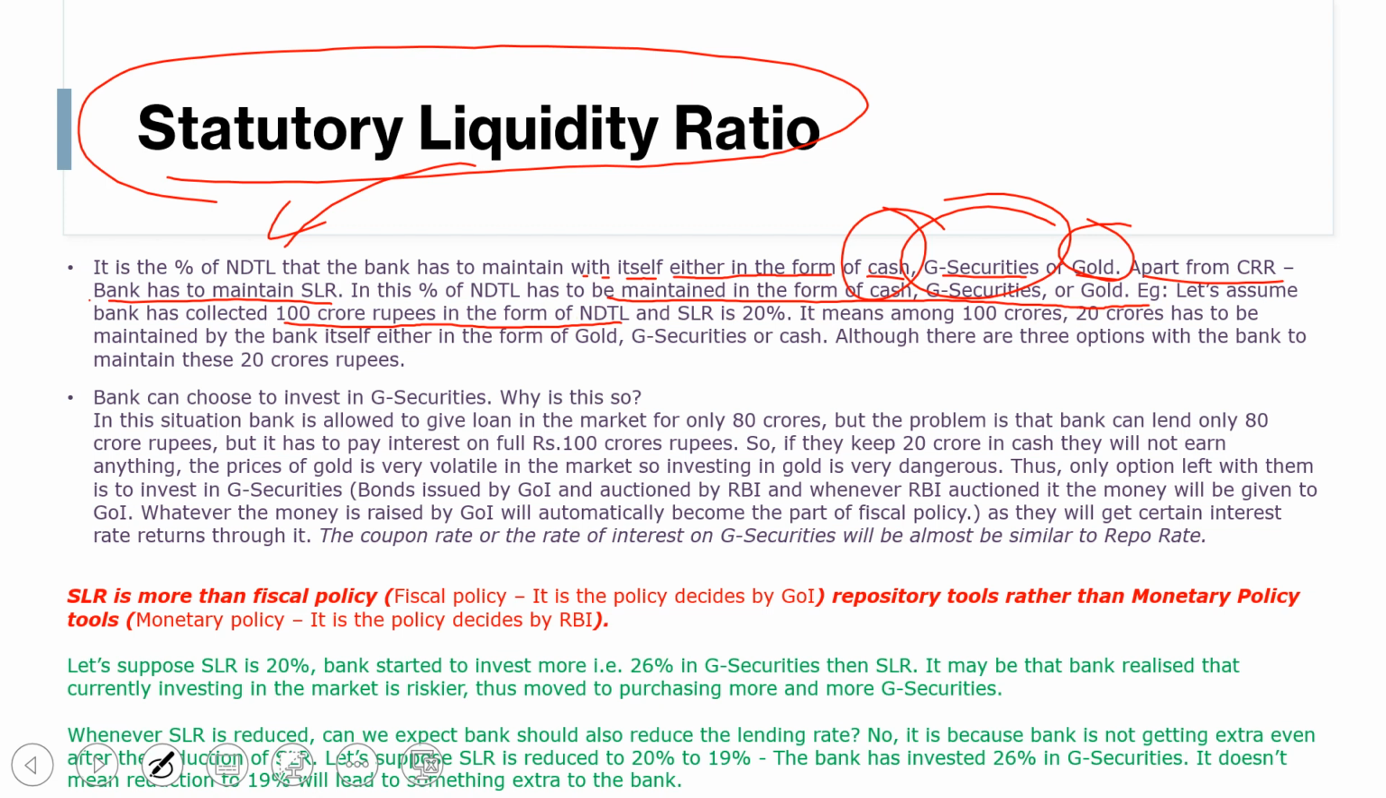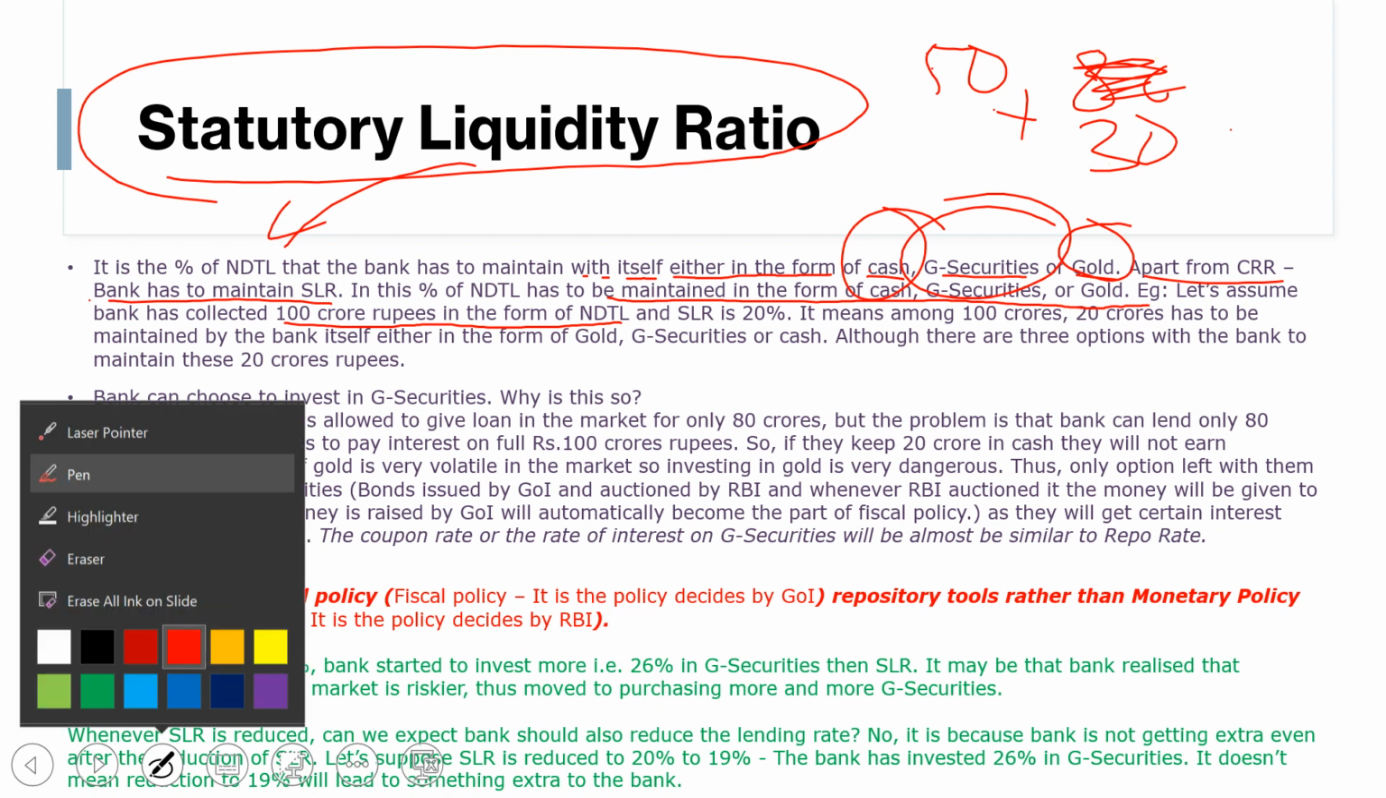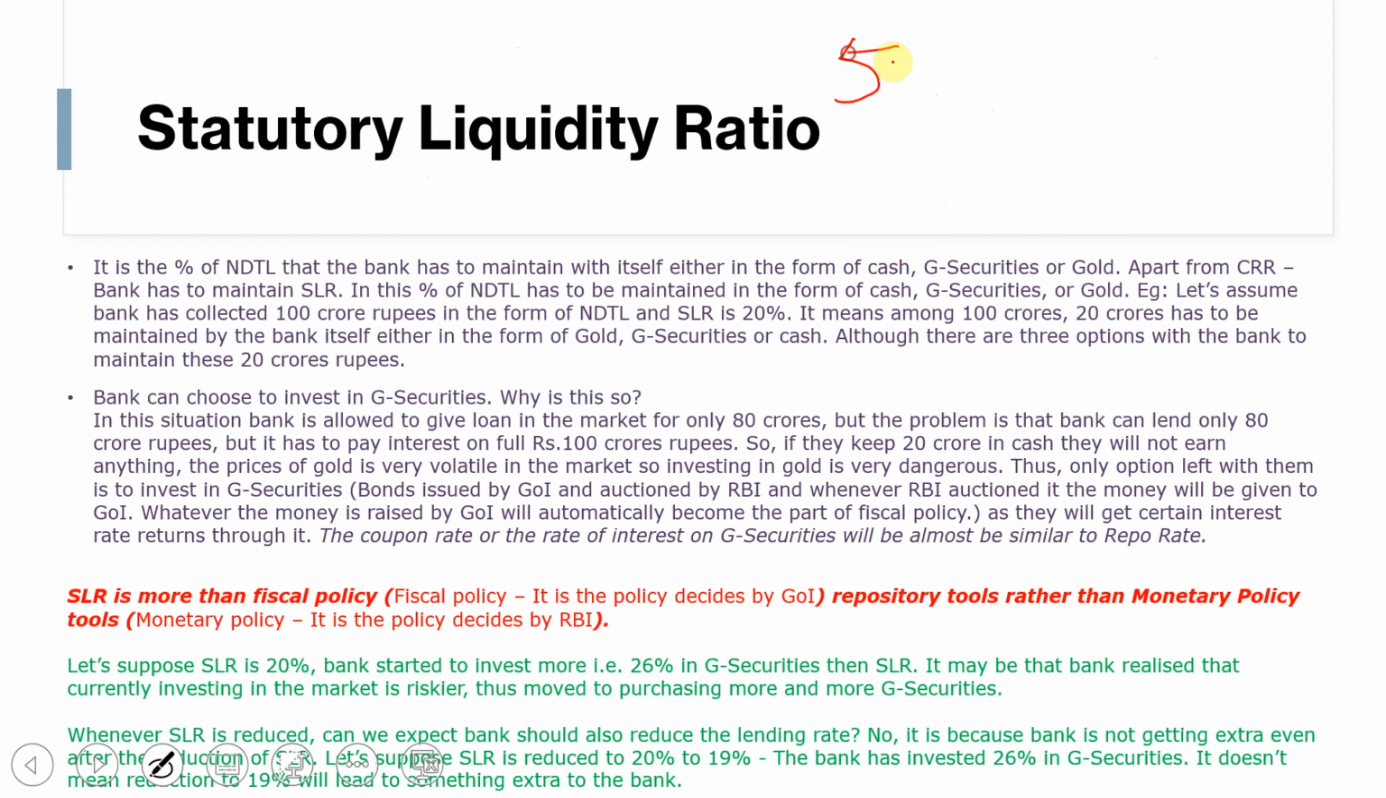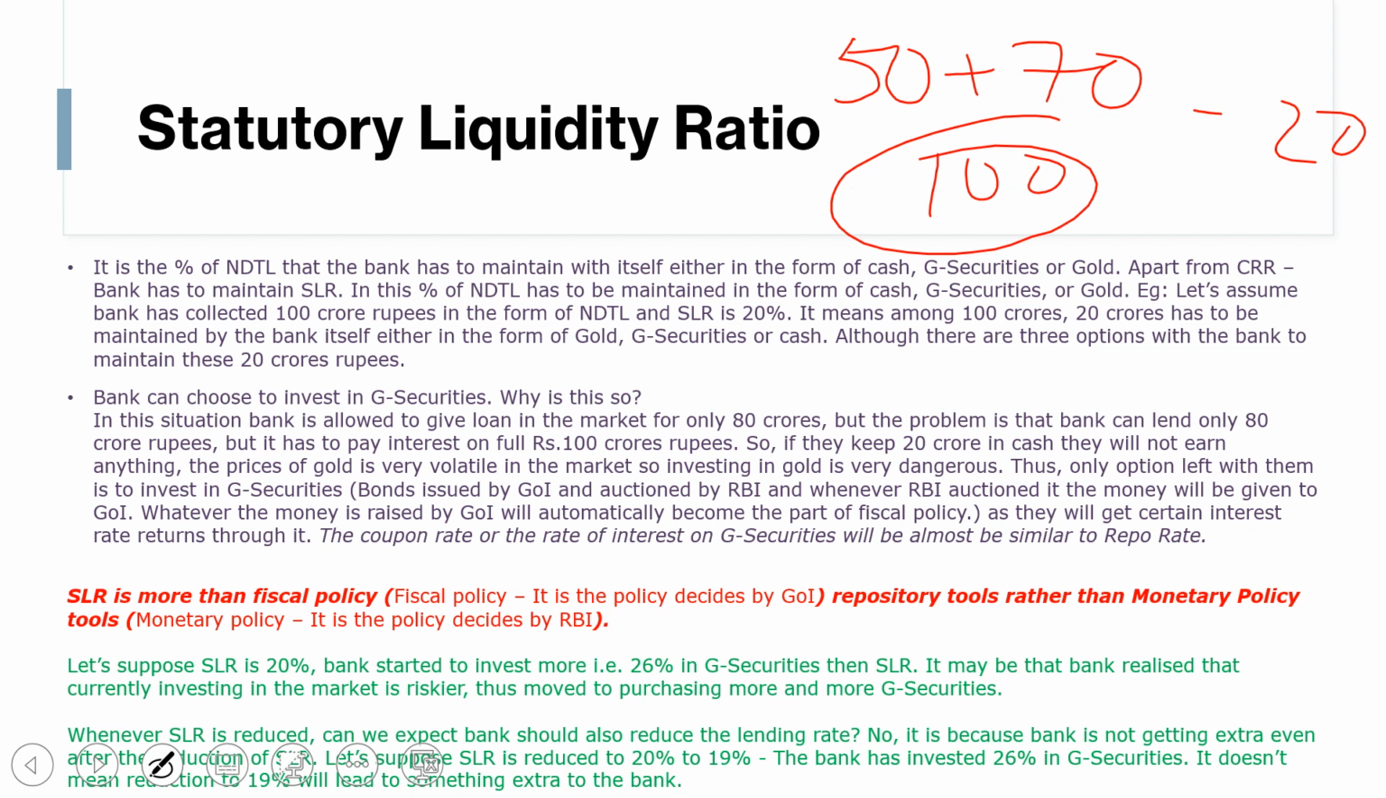Example, let us assume the bank has collected rupees 100 crore in the form of NDTL. NDTL means what? Let me clear it again. Let us suppose you have an FD of rupees 50 and a savings bank account of rupees 70, and further an interbank loan has been given, let us suppose 20. In that case you have rupees 100 with you.